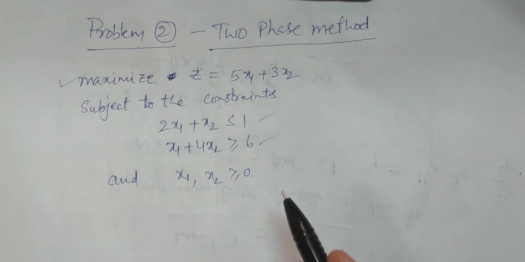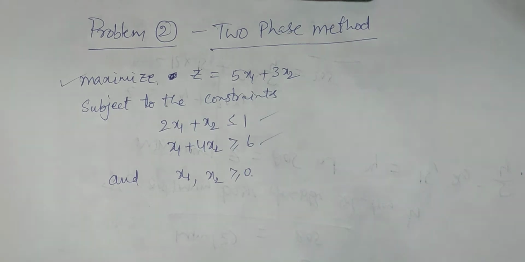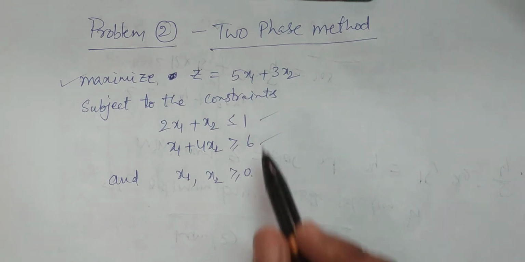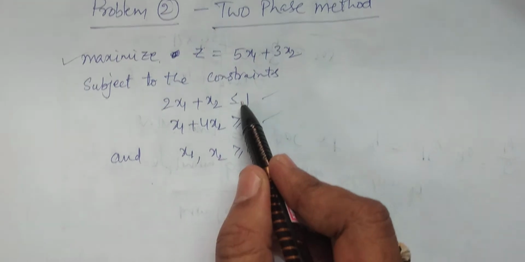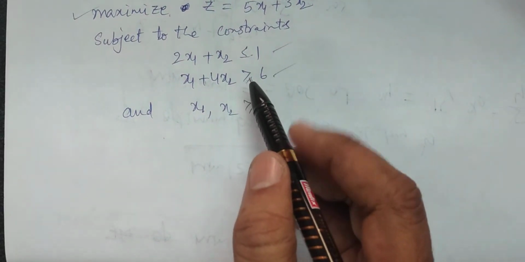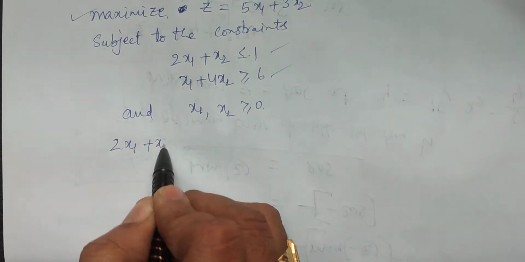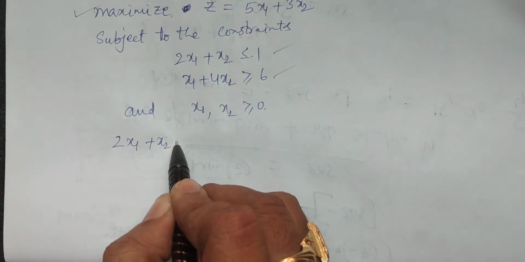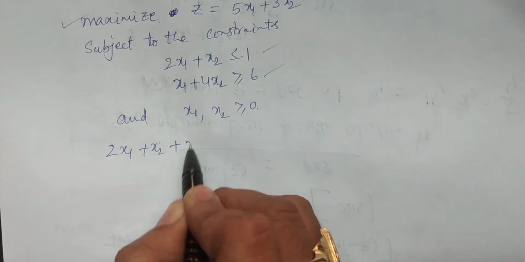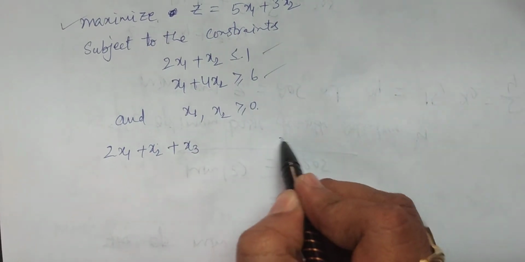Now in the next step, introduction of slack and surplus variables. We have to introduce slack and surplus variables for the constraints, so that you convert the given inequation of the constraint into an equation. First of all, the less than or equal to constraint, the first constraint. Therefore 2x1 plus x2, for less than or equal to, you add a slack variable plus x3, it is equal to 1.